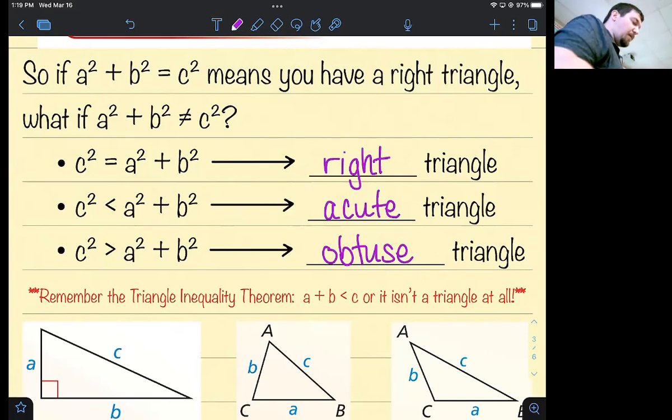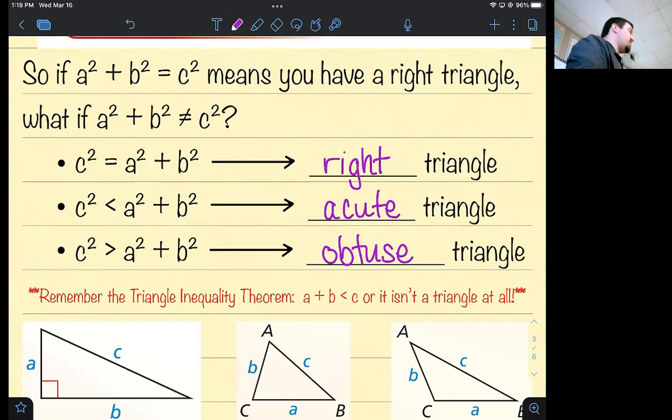Okay, now there's a caveat to this. Remember a couple chapters ago, we talked about the triangle inequality theorem. It is possible that I could give you 3 side lengths that don't make a triangle. So the Pythagorean theorem or the converse of the Pythagorean theorem only works if you have a triangle. If the two shorter sides themselves, not the squares, don't add up to be larger than the third longest side, remember, you don't have a triangle at all.